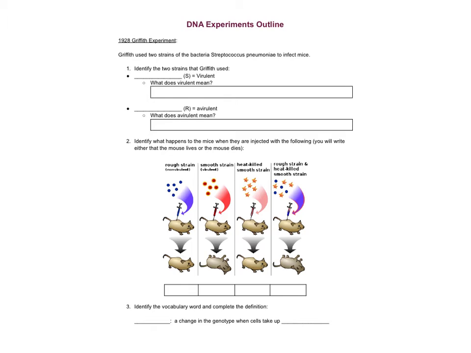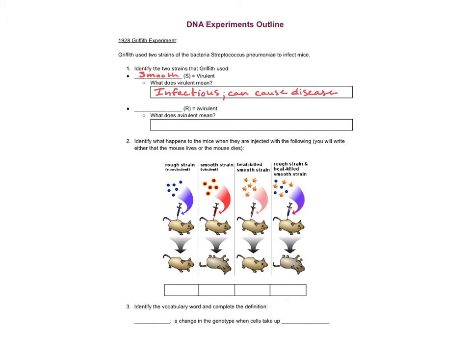Remember that Griffith used two strains of bacteria called Streptococcus pneumoniae to infect mice. And the two different strains were virulent and non-virulent. And so the smooth strain was the virulent strain. And when we say that something is virulent, what we mean is that it can cause an infection.